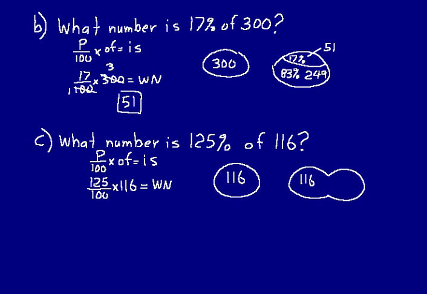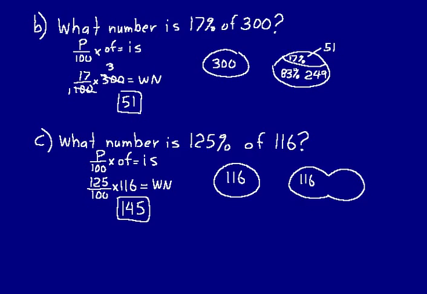So let's go ahead and solve this for what number, and we have 125 times 116 over 100. You can always change that 125 over 100 to a decimal. 1.25 times 116, that is equal to 145. And so that's our answer there, 145.